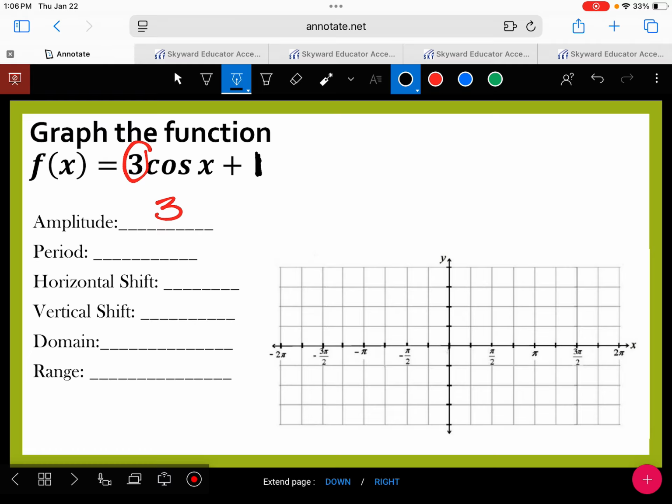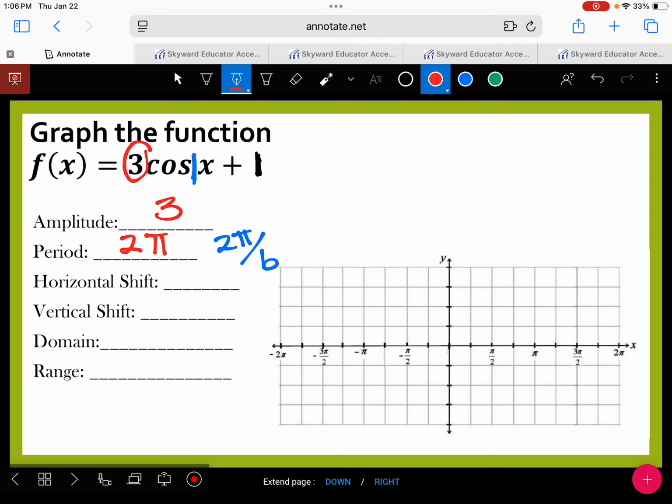Okay. My amplitude is 3. To find the period is 2 pi over b. And b is the number in front of x. So the invisible number in front of x is 1. 2 pi divided by 1 is 2 pi.